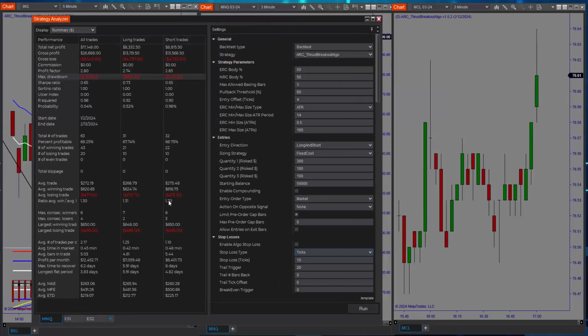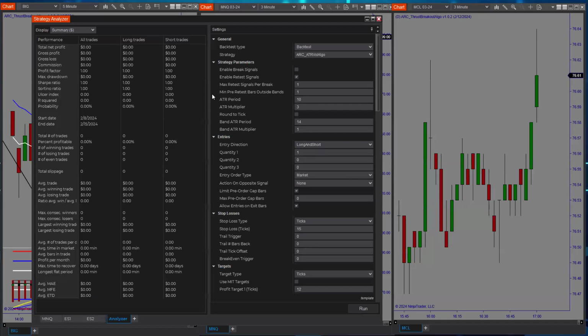So I'm going to start a new one here in case we want to refer back to these. We don't have to close them. Let's go to starting backtest.